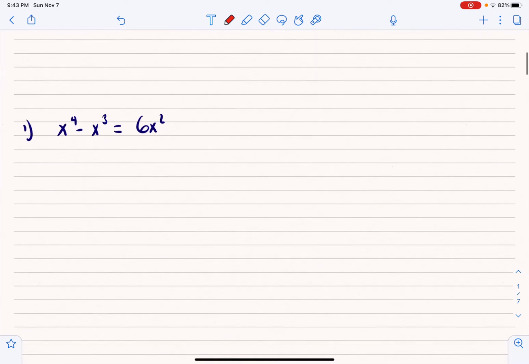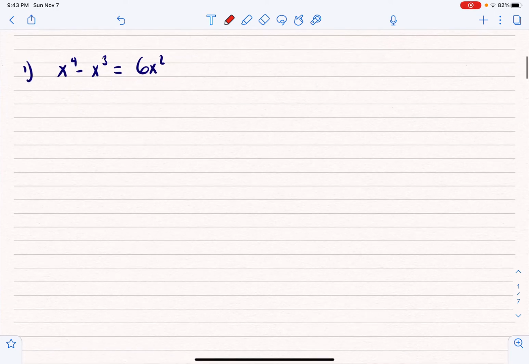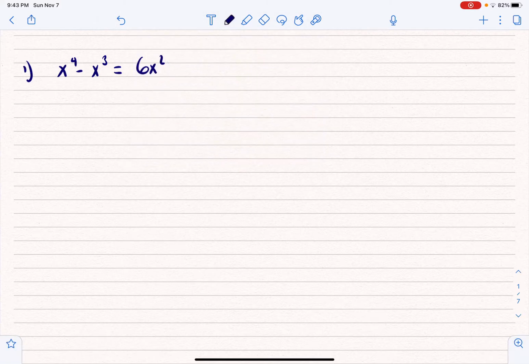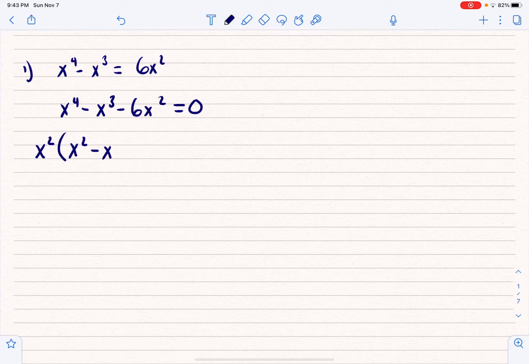We got number 1. Looks something like this. It said x to the 4th minus x to the 3rd equals 6x squared. Like I said, these are all kind of quadratic-ish. And with quadratic problems, we always want to set them equal to 0. So the first thing we'd want to do is move everything over to one side. When we do that, now we've got at least a trinomial. Now we're going to factor out. We notice that everything has at least an x squared. And if we factor that out, look what we're left with.